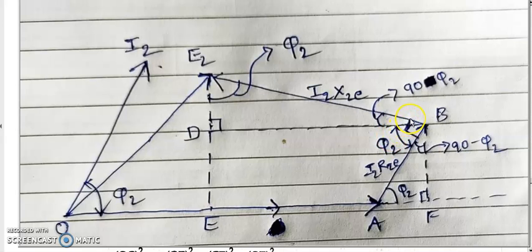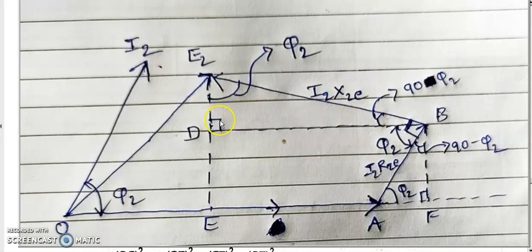But we know the angle between I2 X2E as well as I2 R2E is 90 degrees. Yes. So the total angle is 90. What about this angle then? If I subtract phi 2 from 90, what will this be? 90 minus phi 2. I am going to subtract this angle from the whole angle, so the remaining angle will be what? 90 minus phi 2. Okay.